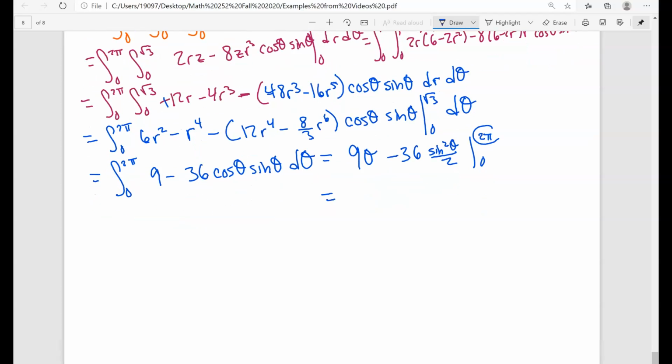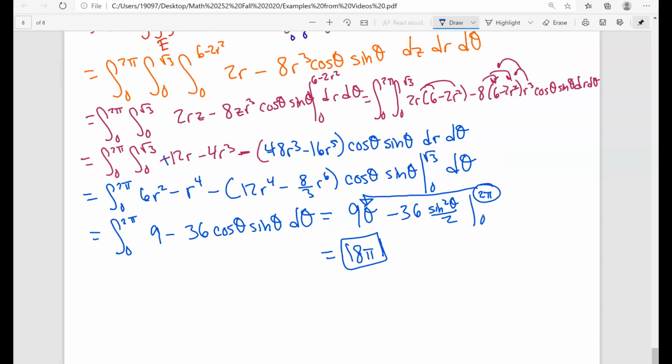Notice that the 2 pi is only going to influence the 9 theta. So that's going to give me 18 pi. The zeros are going to cancel everything out, including that sine, because 0 and 2 pi will just give me 0. So 18 pi will be my flux using the divergence theorem.